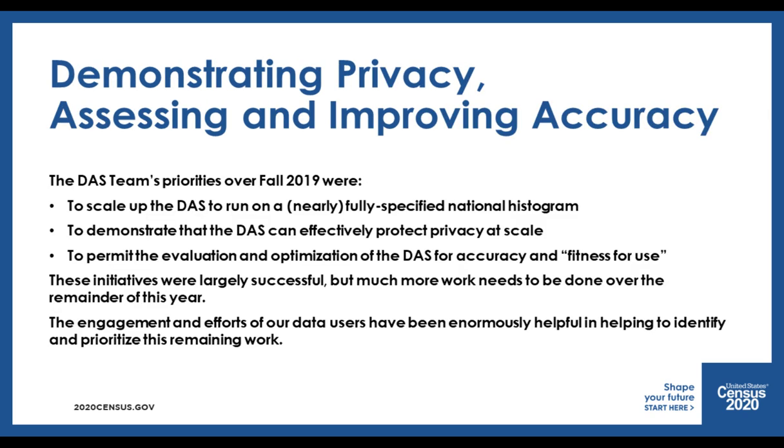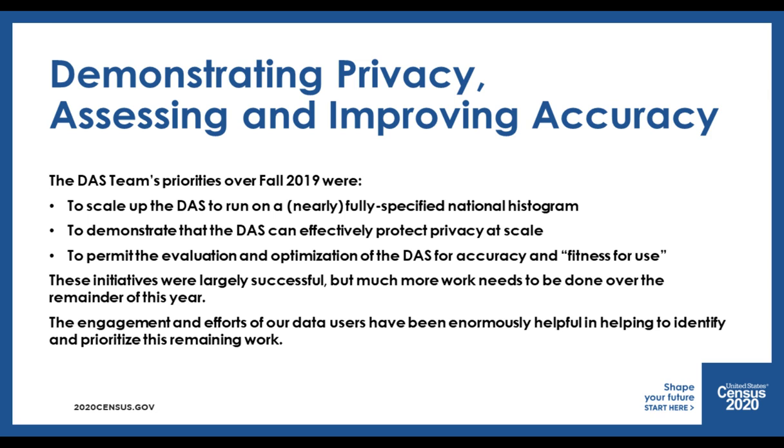Over the past 6 months, we've been hard at work getting the Disclosure Avoidance System, or DAS, ready for its production run in 2021. Our priorities during the fall were to get the system running at the full scale of the 2020 census, to demonstrate that the system can effectively protect privacy at scale, and to set the stage for the next phase of the system's development by enabling our data users to evaluate the accuracy and fitness for use of the resulting data. These efforts were largely successful, but we still have much to do over the coming year.